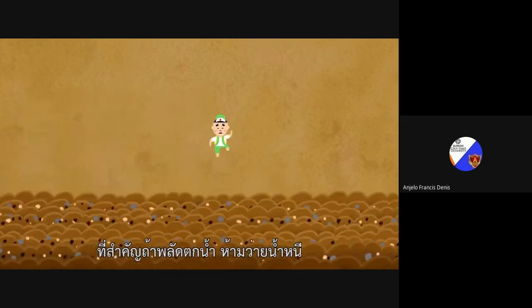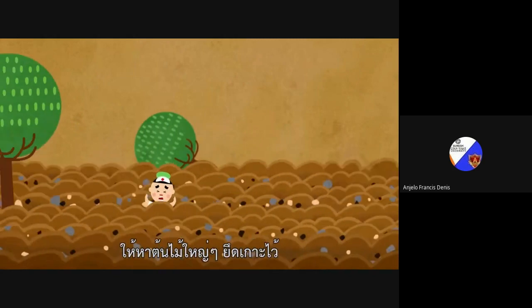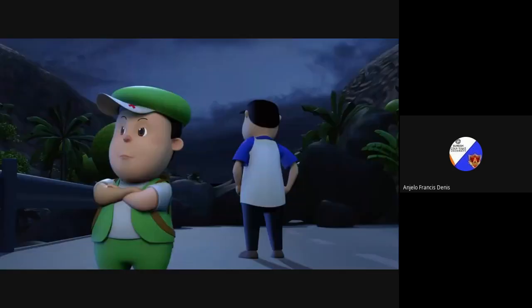And if you fall into the water while you are evacuated from the landslides, do not try to swim. Find a big tree and hold on tight until someone comes to help you.